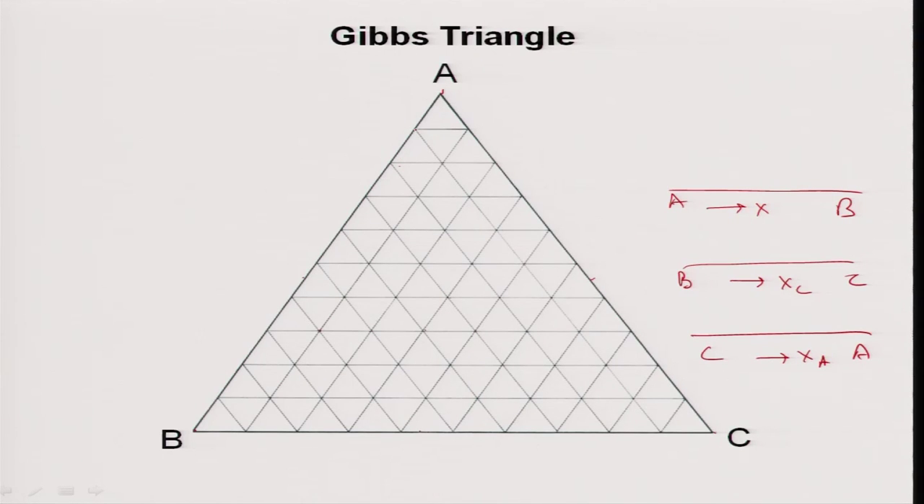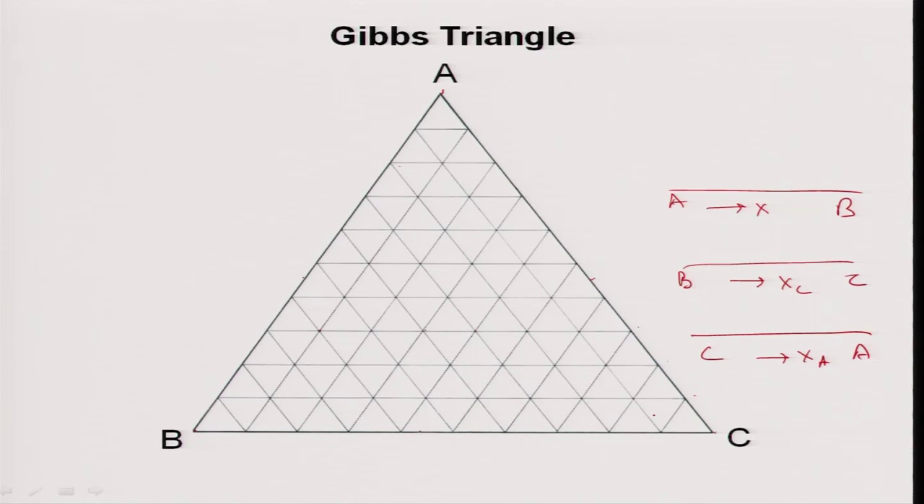So, that means the whole height I have divided into 10 lines, each one is 10%: 10, 20, 30, 40, 50, 60, 70, 80, 90, 100, correct. Similarly, I divide this way, parallel to AB, compositions parallel to BC, parallel to AC also, correct. So now I have drawn lines parallel to BC.